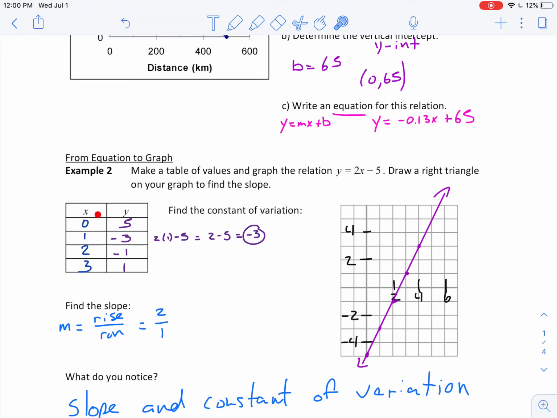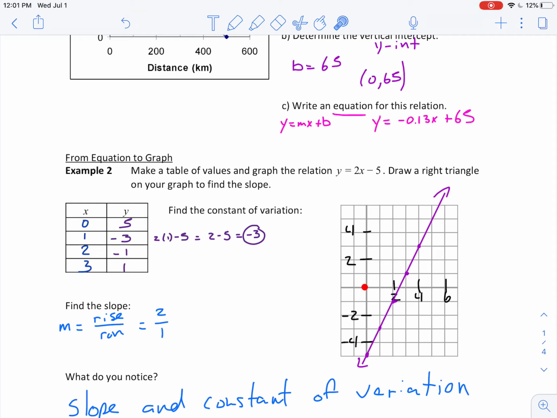I just simply plug in those x values for when x appears in that equation to get my y value. So I have all my y values. When x is 0, my y value is 5. When x is 1, my y value is negative 3. X is 2, y is negative 1. X is 3, y is 1. I go ahead and plot those on my graph.